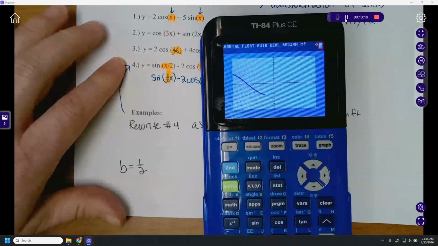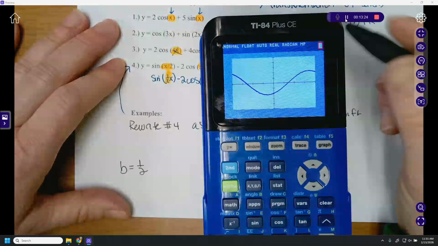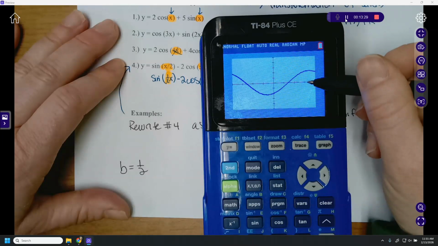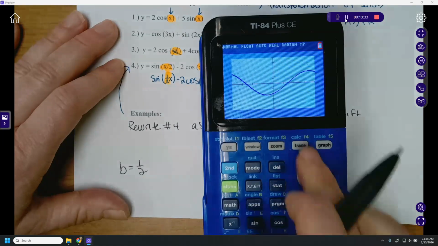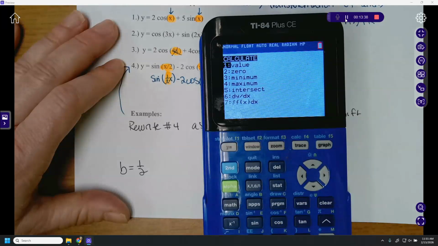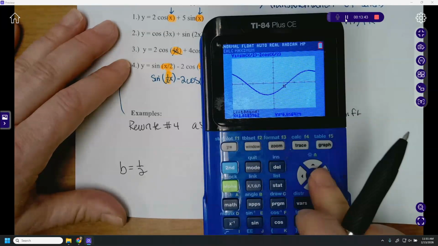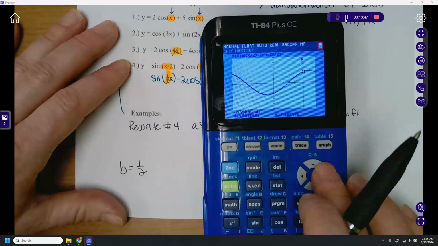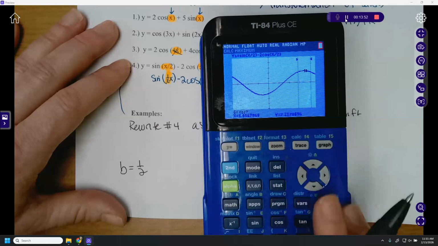Okay. So how do we find A? Well, A is the height of the wave. The height of one wave is from the middle, which is the x-axis, because there's no vertical shift, to the top. So I'm going to use the maximum function to figure out where the height of that wave is. I get into my calculator, second trace, select maximum, and get to the left. This should not be new for you. And if it is, then you're going to get on to Desmos.